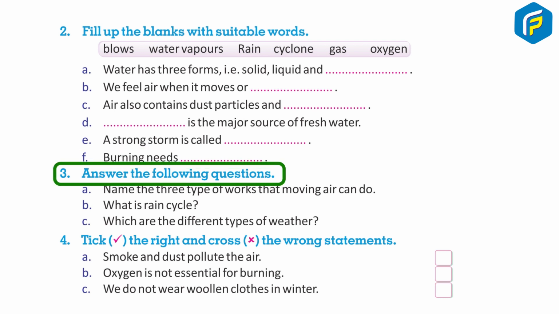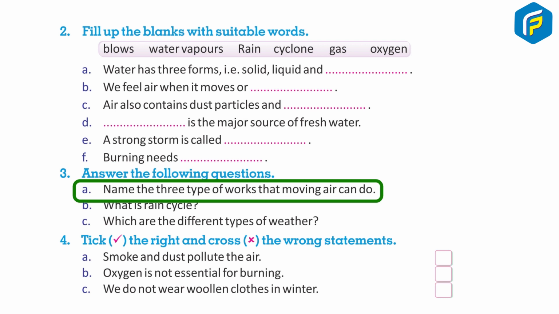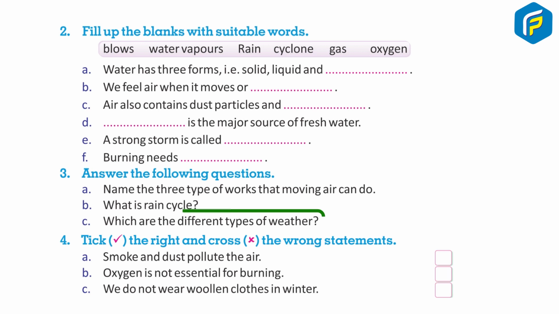3. Answer the following questions. A. Name the three types of work that moving air can do. B. What is rain cycle? C. Which are the different types of weather?